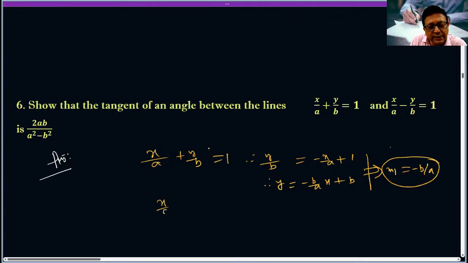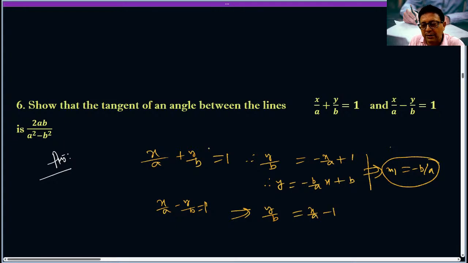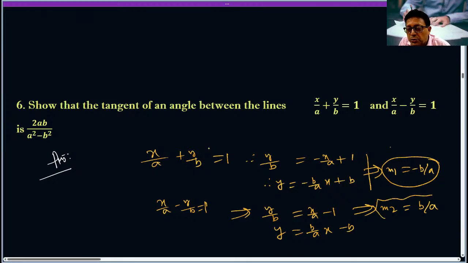For the second line, this also you will write y by b will be x by a minus 1. So here m2 is going to be b by a, isn't it? Multiply by b, coefficient of x will give you the slope always. So you got two slopes now.